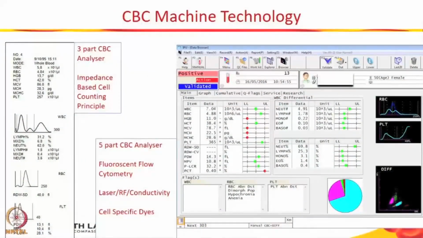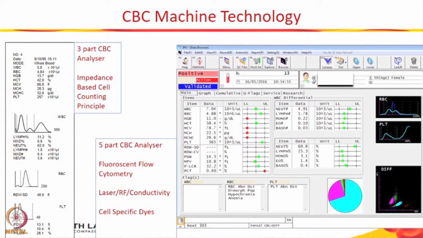Typically, this is a 3-part machine, what we label the simplest machine, which is very popular still in India. This is a 5-part machine. Typically, from the engineering aspect, it used a simple electrical impedance principle for cell counting. Now, the newer machines, in addition to electrical impedance, use fluorescent flow cytometry, they use dyes, they use flow cytometry light scatter, they use a combination of laser light scatter, radio frequency, conductivity to look at cell populations and differentiate them from each other to give us a WBC count. They also look at specific dyes. So you have certain dyes binding to certain cells, which will say, okay, this is this cell and this is some other cell based on a protein or a dye which it binds to.